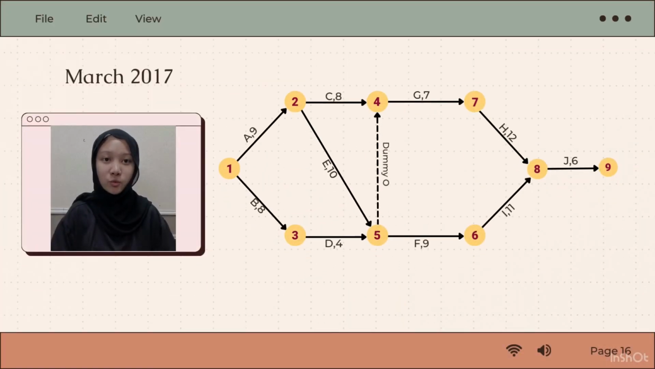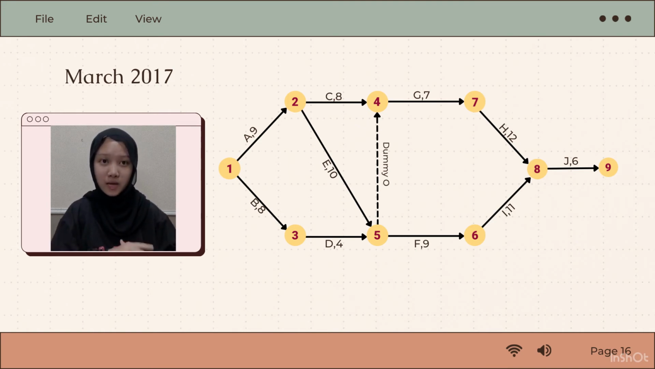Next, I will continue with a past year question, which is March 2017. Okay, so the first question is we need to construct the PERT diagram. As pointed on the slide, we need to start the diagram with number 1 to start the activity with A, and B is a single. A will produce C and E, and activity B will produce the D.